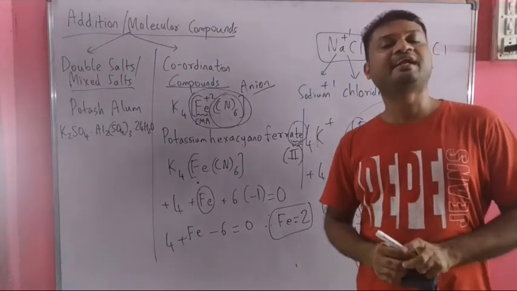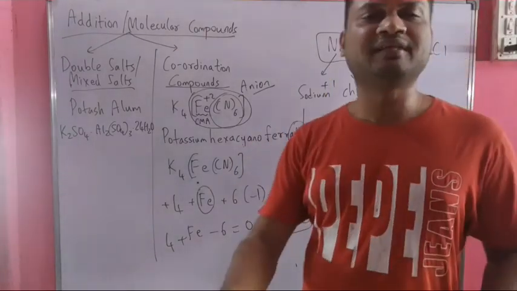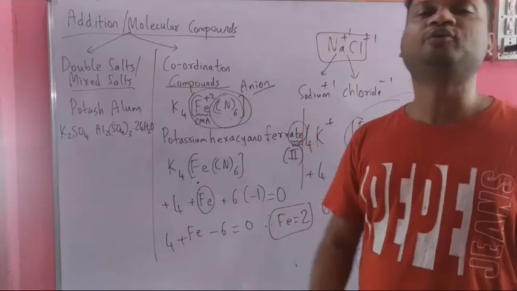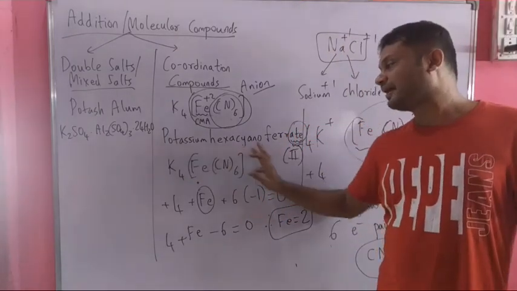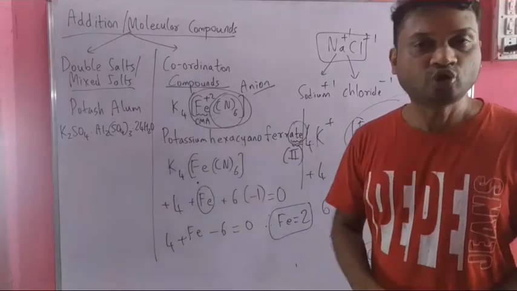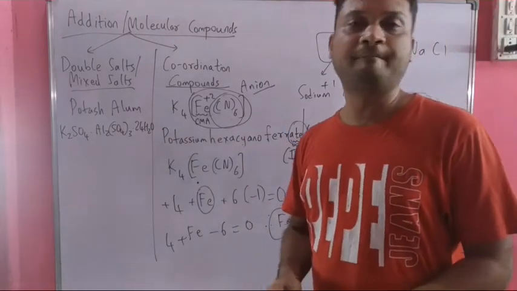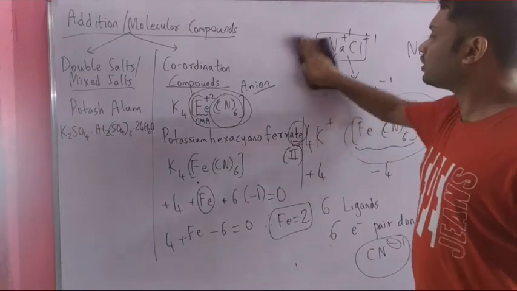We'll study in more detail later on. But for now, I have named this in the convention of IUPAC, which is potassium hexacyanoferrate(II). So this is the name of the coordination compound. Now, why do we call this a coordination compound?